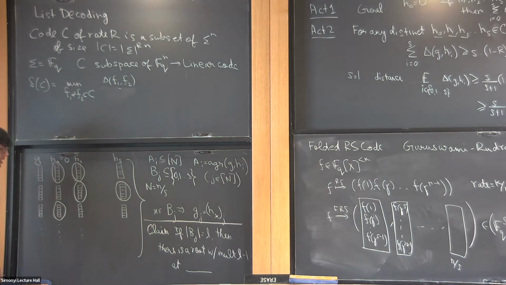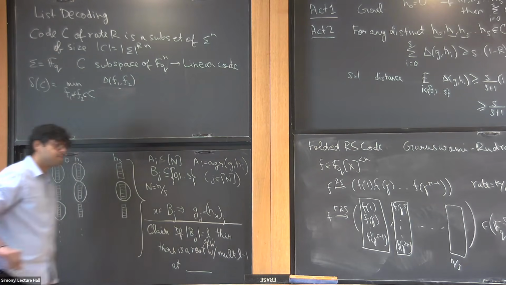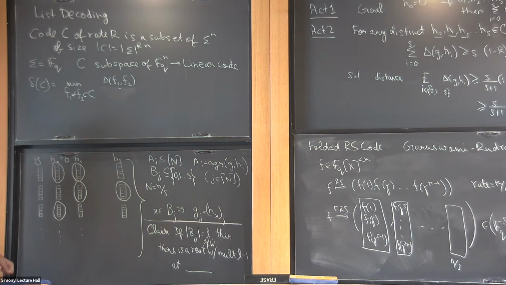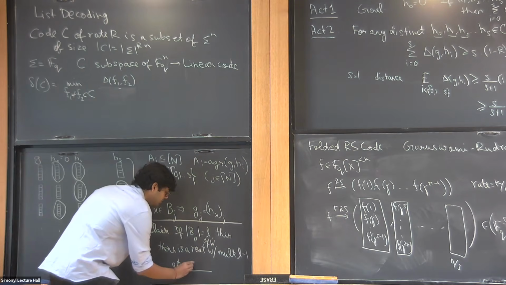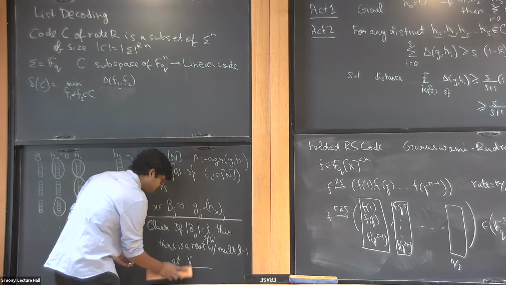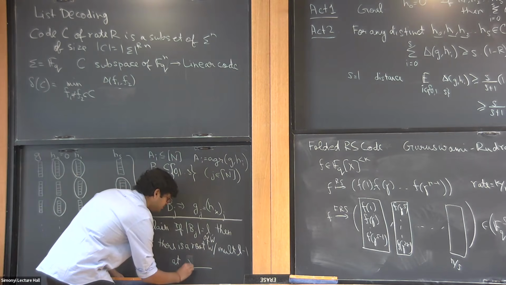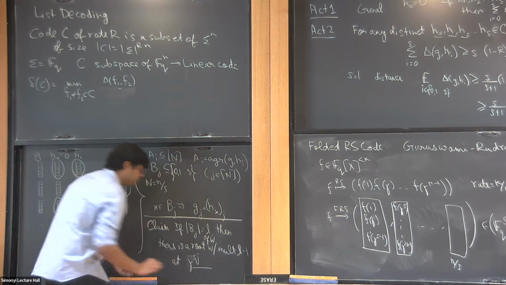So if Bj equals L, then what? Then there is a root with multiplicity L minus 1. There is a root of the Wronskian with multiplicity L minus 1 at gamma to the Sj, if I'm not wrong.